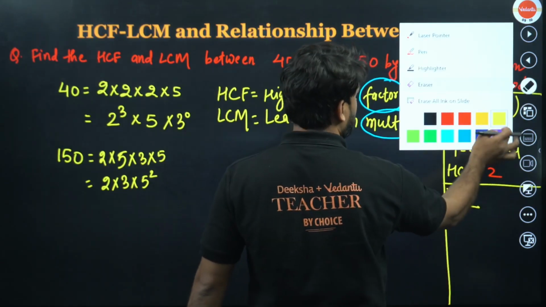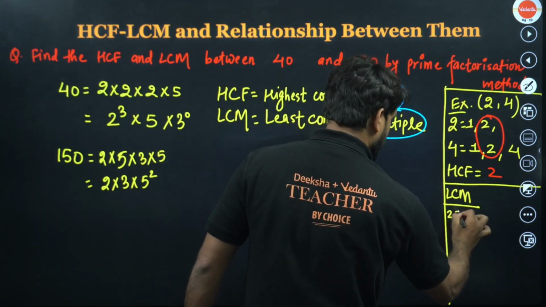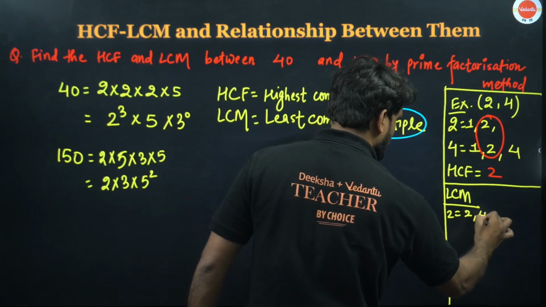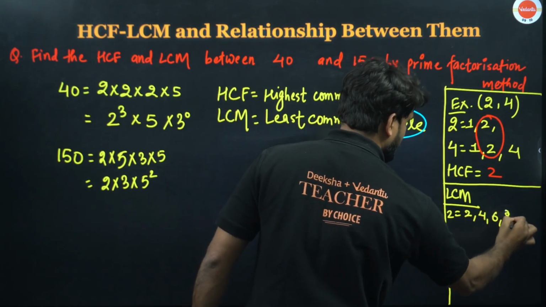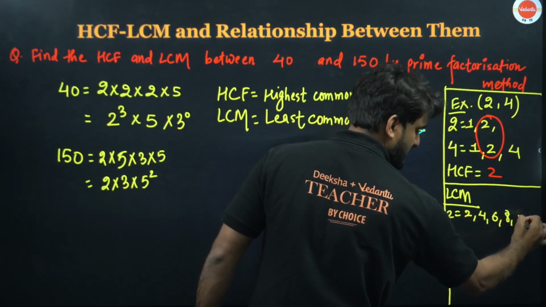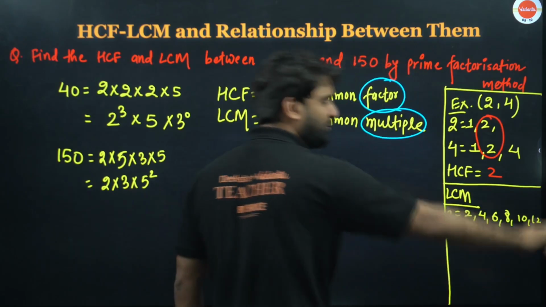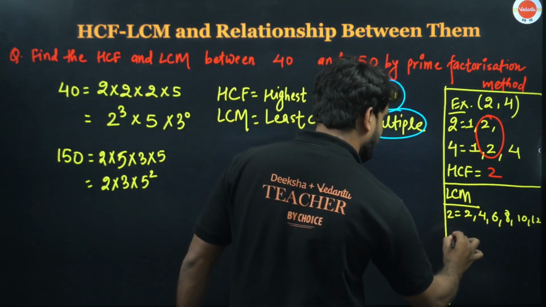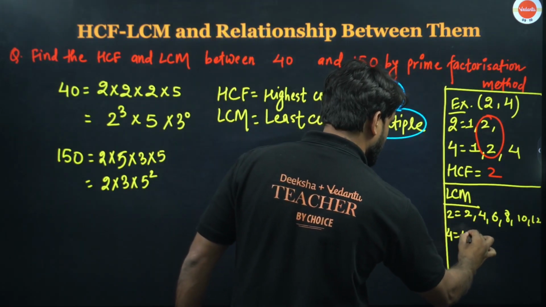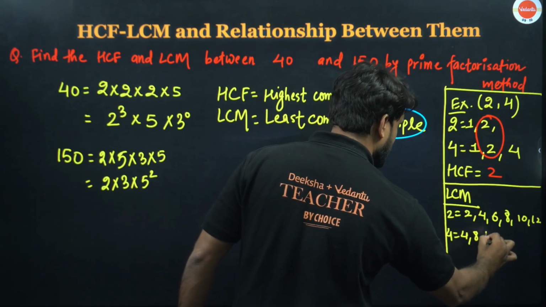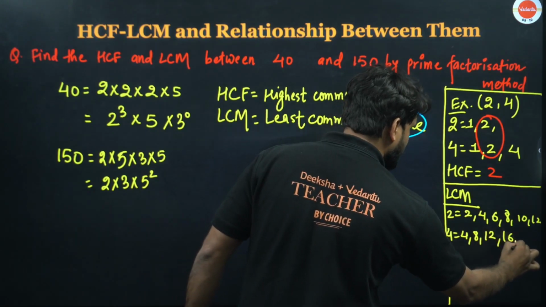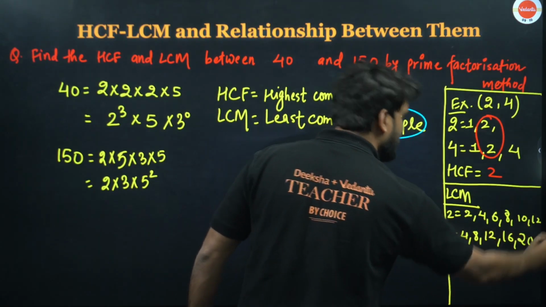I'm making these topics very easy for you. So table of 2 will be 2 1 ja 2, 2 2 ja 4, 2 3 ja 6, 2 4 ja 8, 2 5 ja 10, 2 6 ja 12, and so on. Now table of 4. 4 1 ja 4, 4 2 ja 8, 4 3 ja 12, 4 4 ja 16, 4 5 ja 20, and so on.